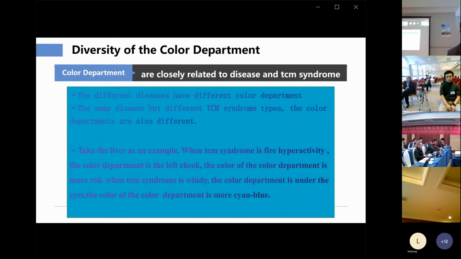So for a TCM disease, with different TCM syndrome types, the color department is also different. We take the liver as an example. When the TCM syndrome is liver fire hyperactivity, the color department is left cheek, and the color is red. When the TCM syndrome is other TCM types, the color department is different and the color is also different. I think this part might be difficult to understand. I don't know if I explained this clearly.